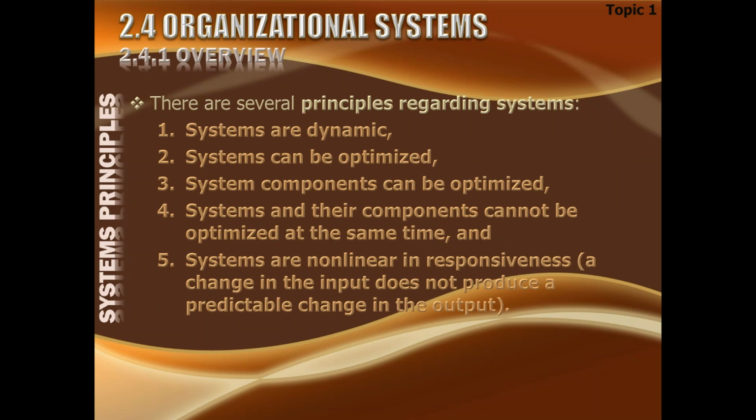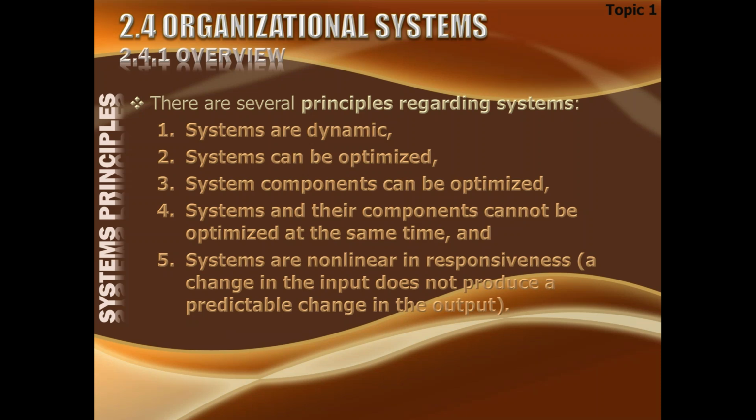There are several principles regarding systems. Systems are dynamic. Systems keep changing. Systems can be optimized. A system always has room for improvement. System components can be optimized. Not only the system, but its lower level components can also be optimized. The efficiency and effectiveness can be enhanced and increased, and ultimately that will impact the system itself.